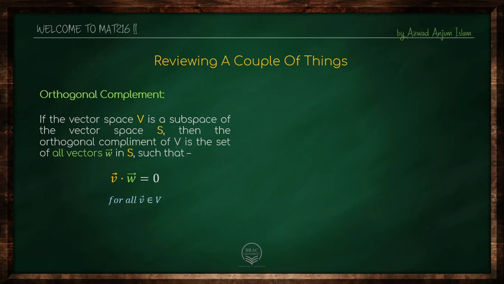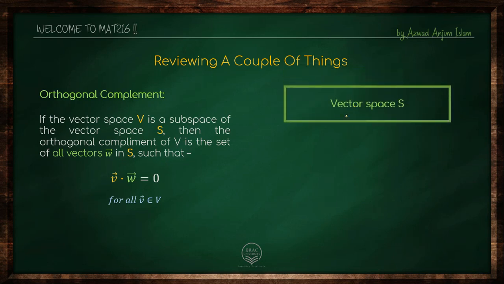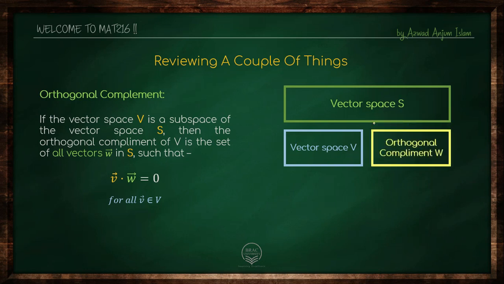Let's just show it like this. We have a vector space S. Our V is a subspace of this space, and the orthogonal complement of V is going to be W, which is the set of all such vectors that, if you take any vector from V, all the vectors of W are going to be perpendicular to all the vectors of V. So the orthogonal complement is just the set of all such vectors.